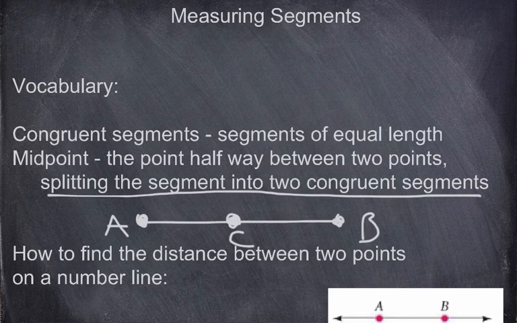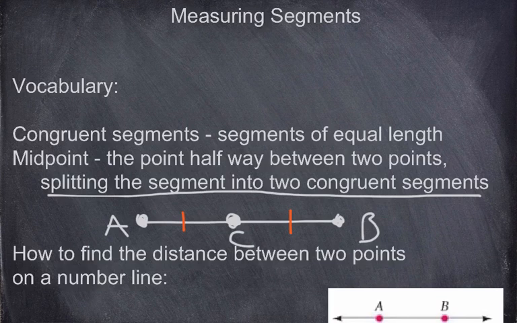Okay. Now what you're going to see throughout the year is that there's going to be marks like this. What those marks mean is that these two segments, segment AC and CB, are congruent to each other. So if you see these two marks, that would also imply that C is the midpoint.